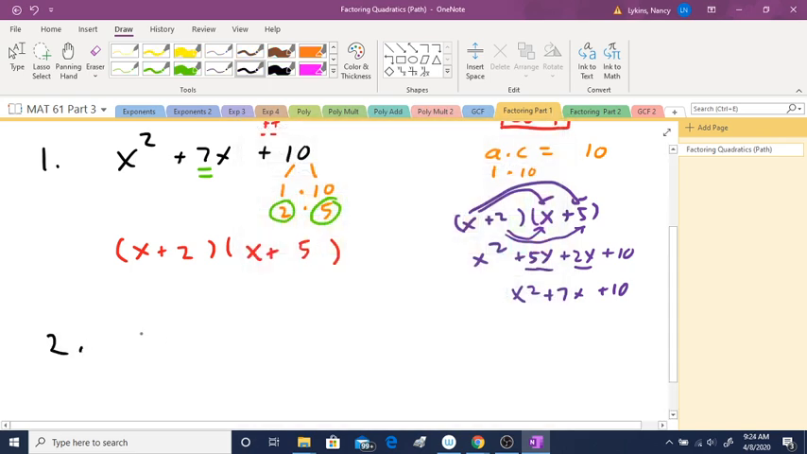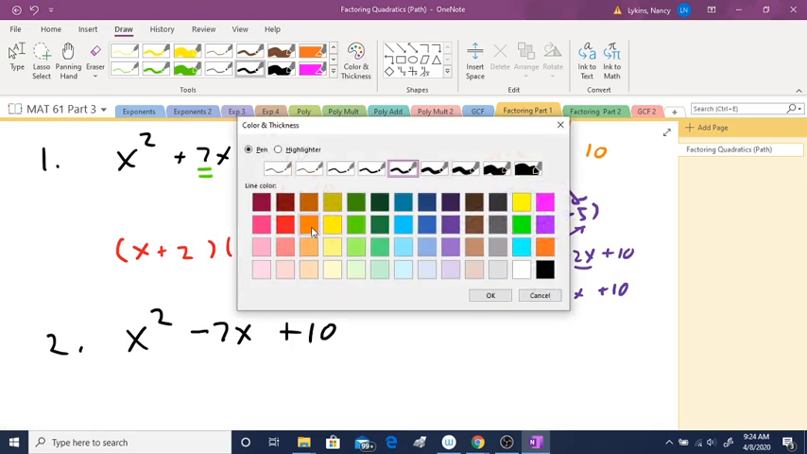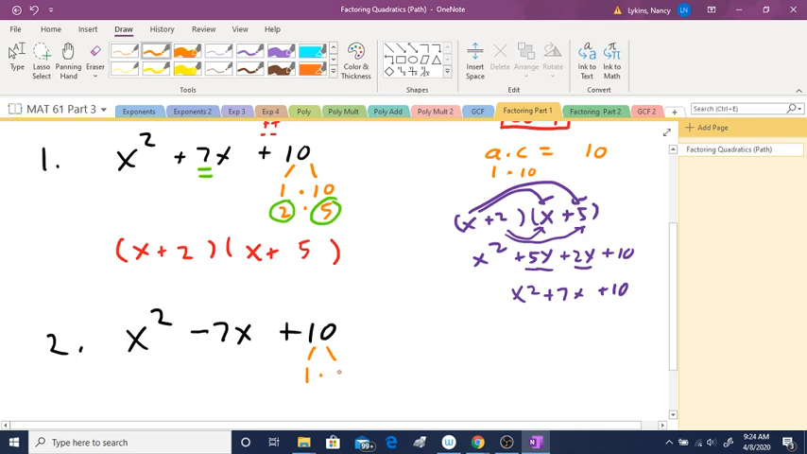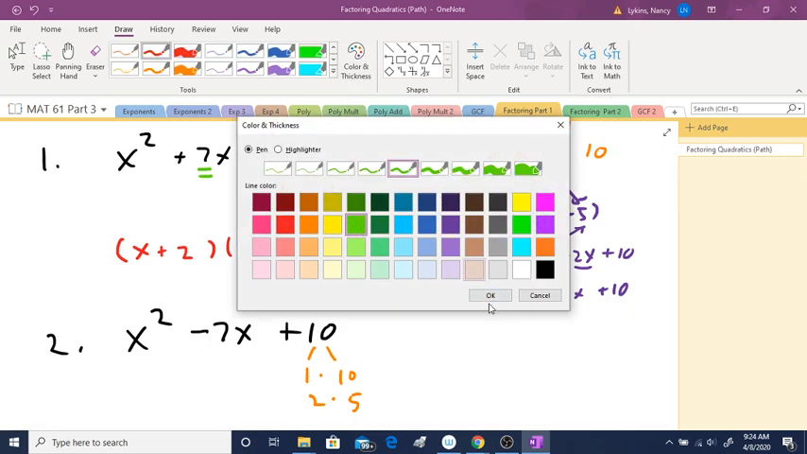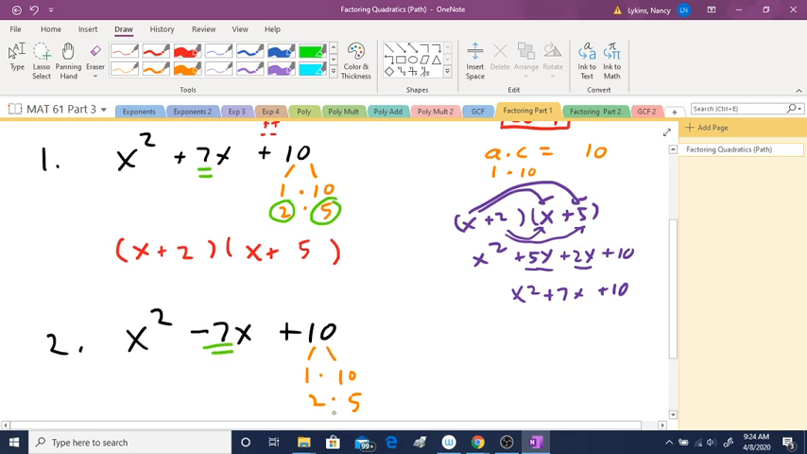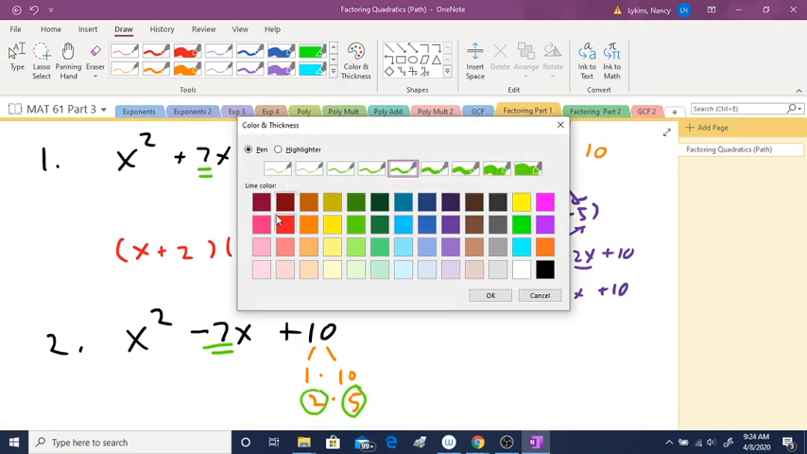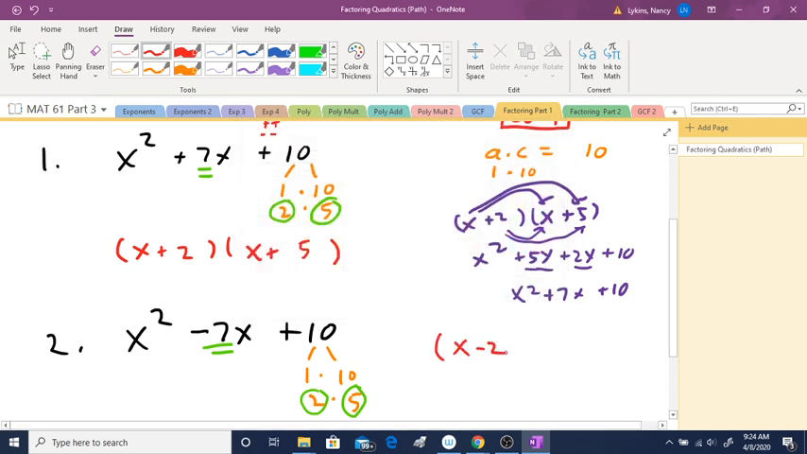Now I'm going to use the same type of example. I'm just switching the signs around. The same setup. Factors of 10 is still 1 and 10 and 2 and 5. Now, notice this. I've got a negative 7. So that means 2 and 5, I can get that negative 7. 1 and 10, I cannot. So the 2 and the 5 can get it, and both of them have to be negative. x minus 2, x minus 5, because a negative 2 and a negative 5 gives me that negative 7.